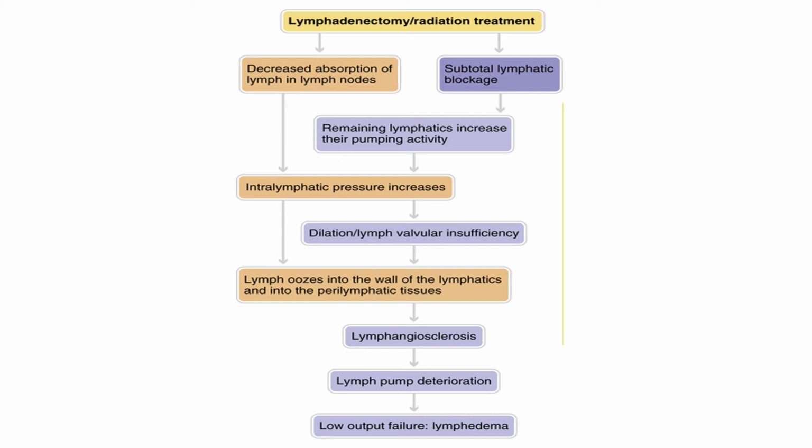So again, this is going to be secondary lymphedema because this is caused by some type of medical procedure, versus primary lymphedema. Remember, that's associated with embryonic development that occurs shortly after birth, and it's idiopathic. We don't really know why that's occurring. And this schematic shows the whole pathological manifestation of how secondary lymphedema comes to result, starting from a lymphadenectomy to producing low output failure and systemic lymphedema.